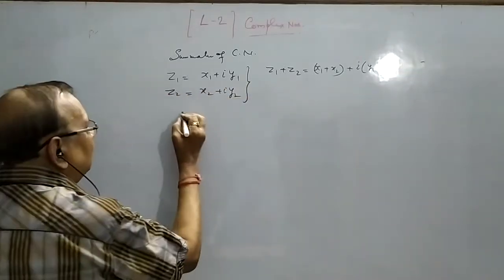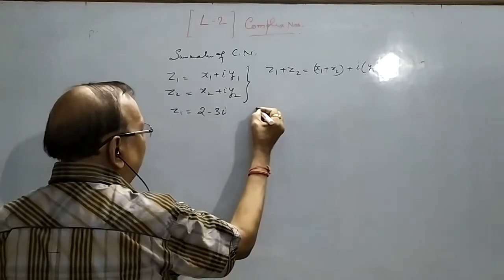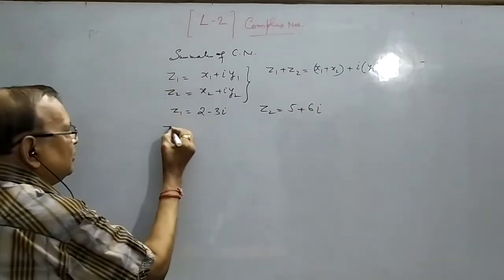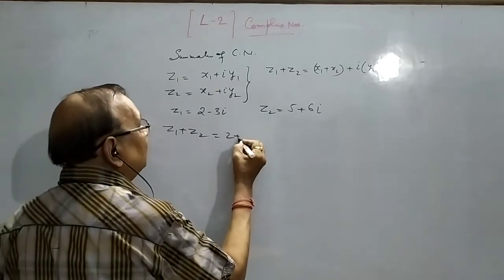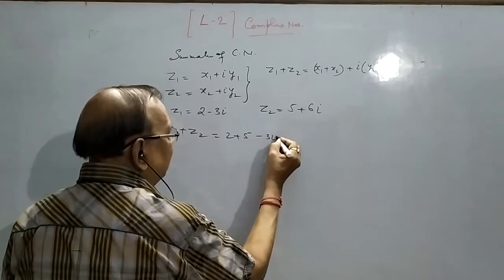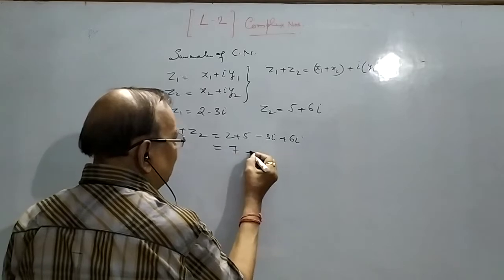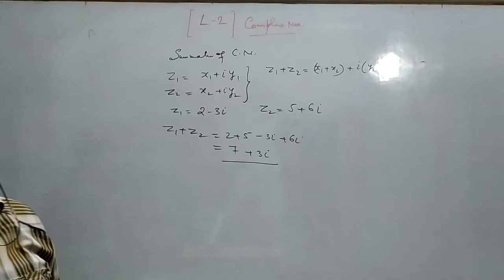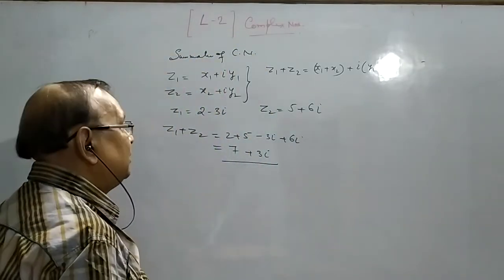For example, z1 is equal to 2 minus 3i and z2 is equal to 5 plus 6i. Now, z1 plus z2 is equal to 2 plus 5 minus 3i plus 6i. We have simplified, added, that is 7 plus 3i. That is quite simple. After addition, 7 is the real part and 3 is the imaginary part.